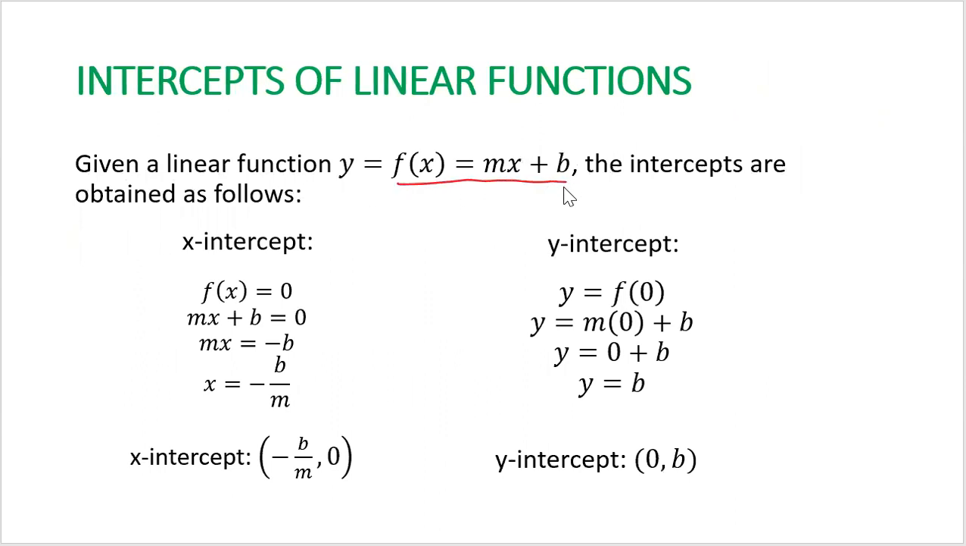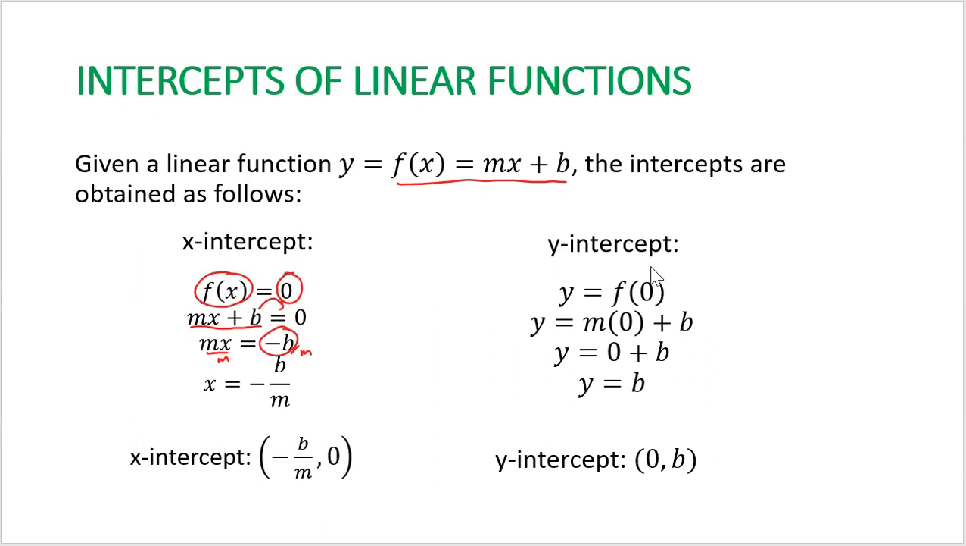Now, for the intercepts of the linear functions, given the linear function y equals mx plus b, the intercepts are obtained as follows. For the x-intercept, recall that we can compute it by equating the function to 0 and then solving for x. In this case, since f of x is m times x plus b, we equate m times x plus b to 0, and then solve for x. Transposing b to the other side, we get negative b, and then dividing both sides by m will give us x is equal to negative b over m. And this is our x-intercept.